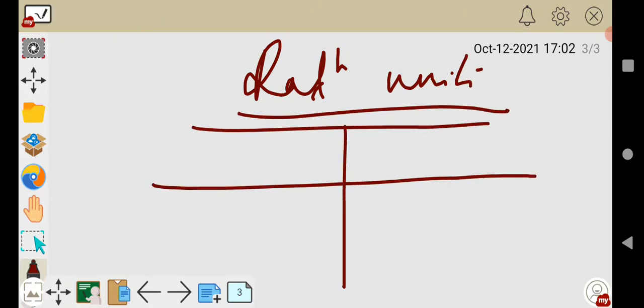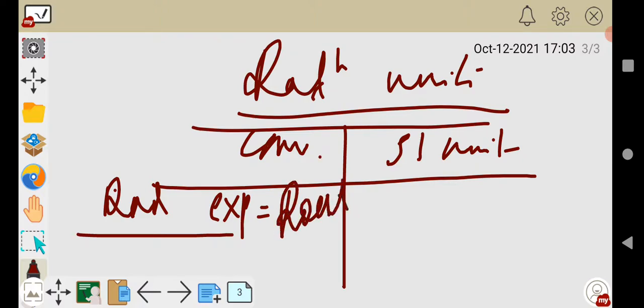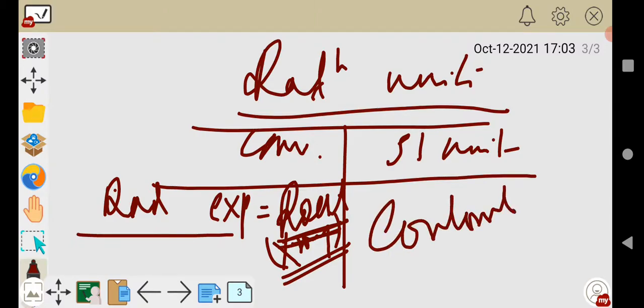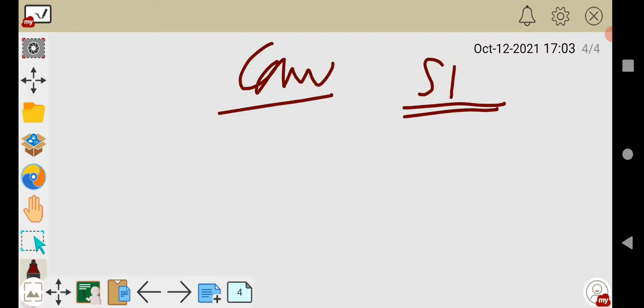Conventional unit and SI unit. First is radiation exposure. Make a table and remember, it's easy. The conventional unit is Roentgen, the person who discovered X-ray, the father of radiology, we say. And the SI unit is coulomb per kg. I am continuing the table, guys.